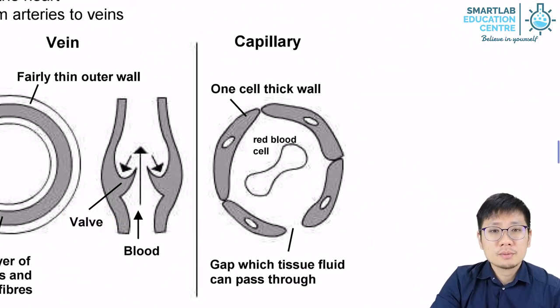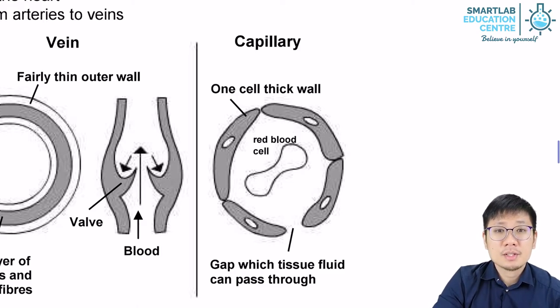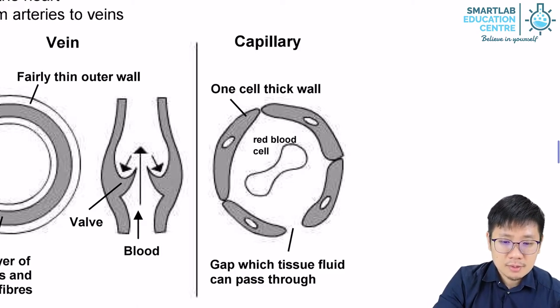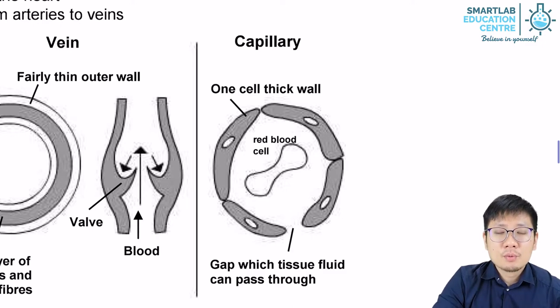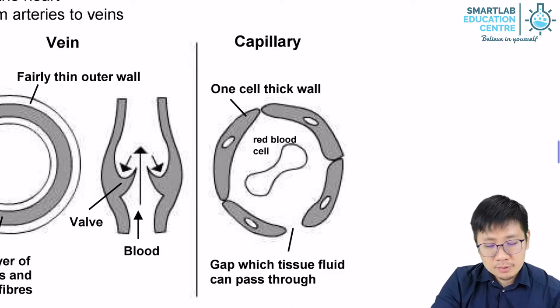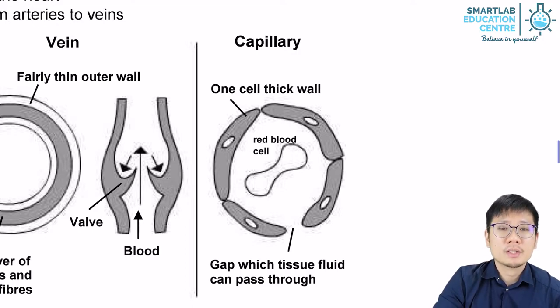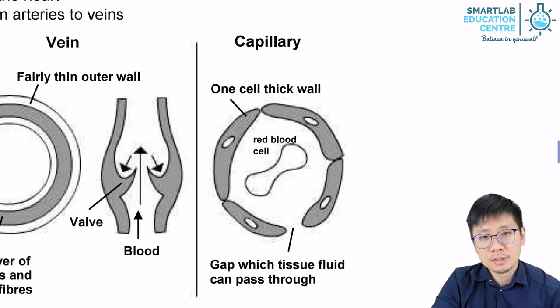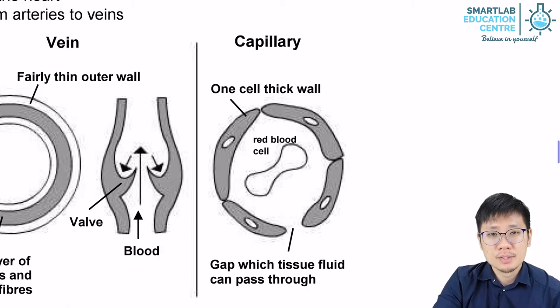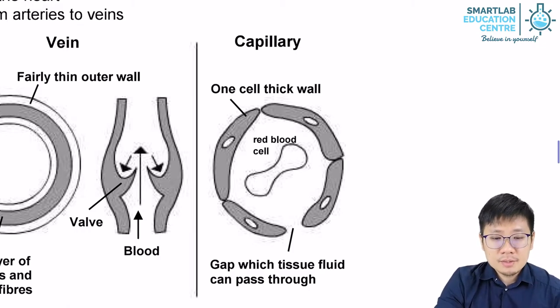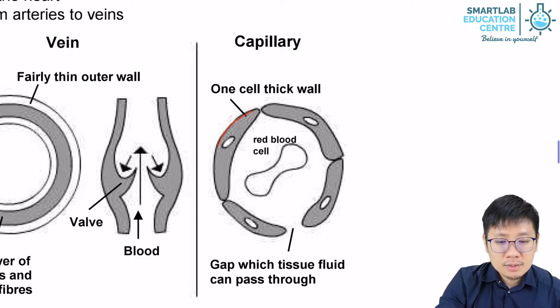Okay, now we're going to take a closer look at capillaries. The capillary is very small. To recap, capillaries are really, really small compared to arteries and veins. The reason why capillaries are so important and special is that this is where the exchange of nutrients and waste products between blood and your body cells occurs. Capillaries have a one cell thick wall. This here is a single cell. We call it the capillary wall.